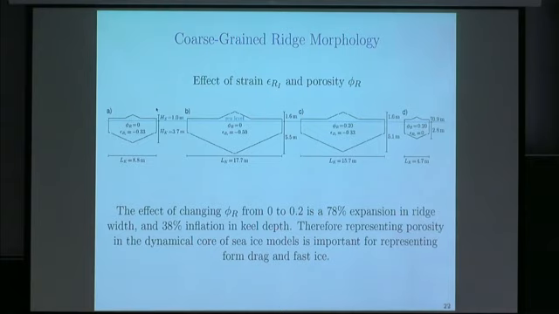But wait, what happens if we don't change our strain here, but we increase the porosity by 20%? It does exactly the same thing. Porosity behaves much like strain, and it has a similar effect of a similar magnitude, and it is completely ignored in all known basin scale models. Let's take this example. We haven't strained it at all. All we've done is increase the porosity by 20%, and we've created a ridge.